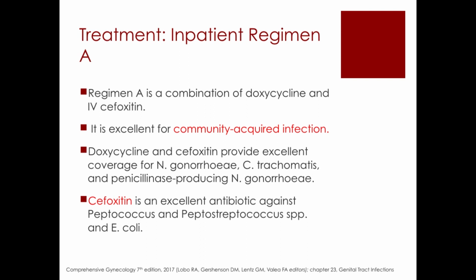Regimen A is a combination of doxycycline and IV cefoxitin. It is excellent for community-acquired infection. Doxycycline and cefoxitin provide excellent coverage for Neisseria gonorrhoeae, Chlamydia trachomatis, and penicillinase-producing Neisseria gonorrhoeae. Cefoxitin is an excellent antibiotic against Peptococcus and Peptostreptococcus species and E. coli.